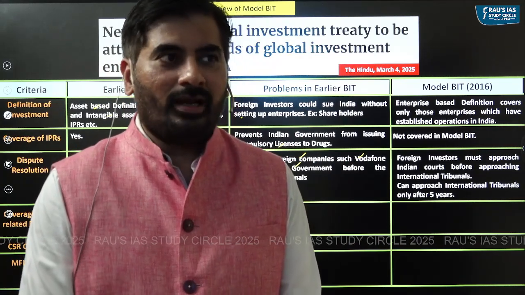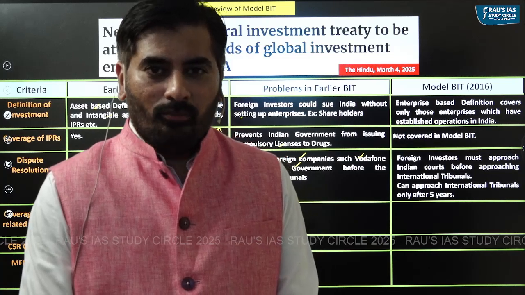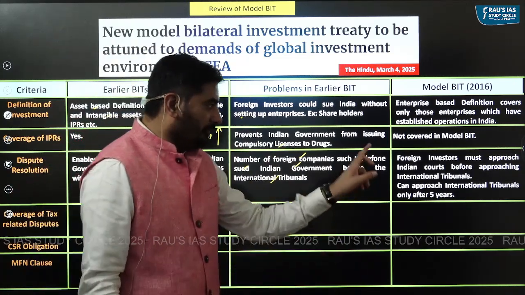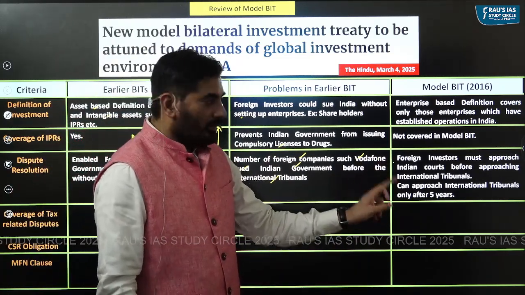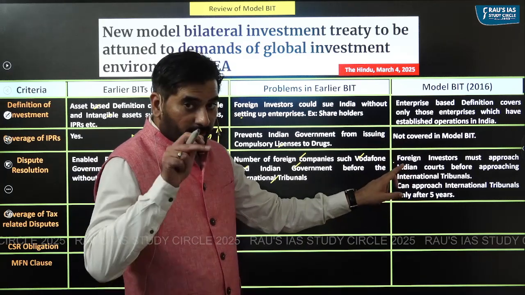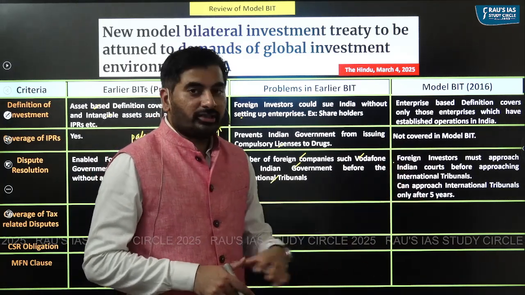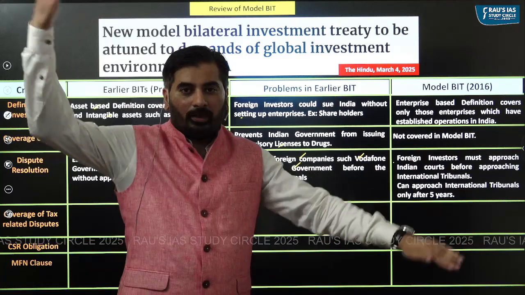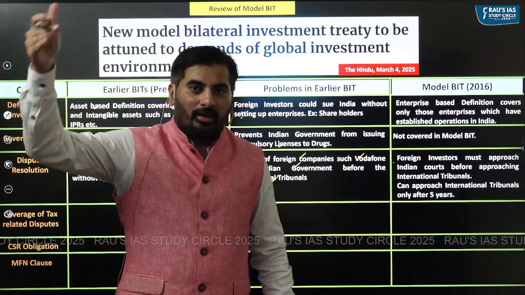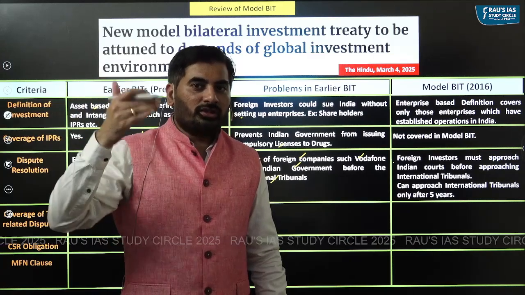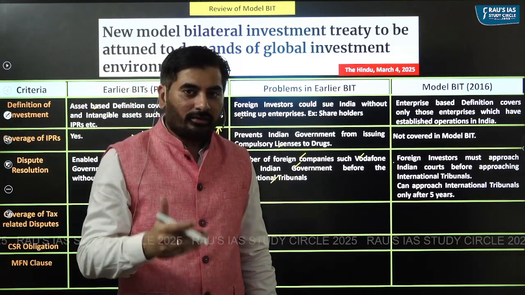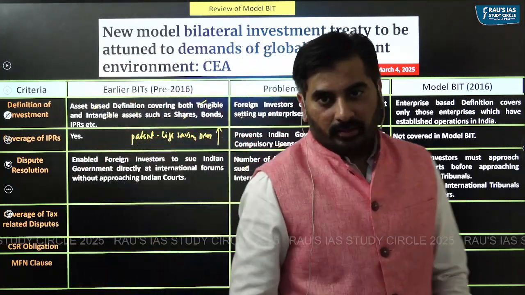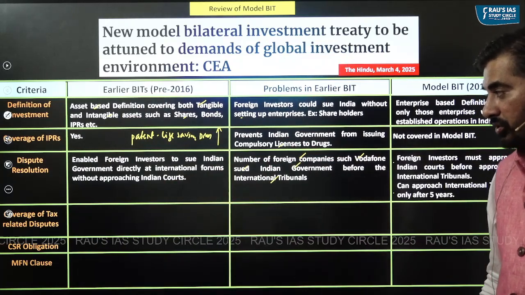Because we do believe that our own courts are more objective in passing judgments. So accordingly, in the model BIT, we have said that foreign investors must approach the Indian courts first before approaching international tribunals. They have to exhaust their domestic remedies before approaching international tribunals. In fact, we have said they cannot approach international tribunals in the first 5 years. Only after 5 years can they approach international tribunals. So that is the dispute resolution.